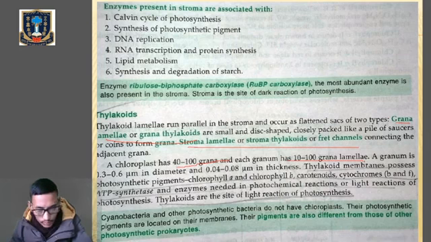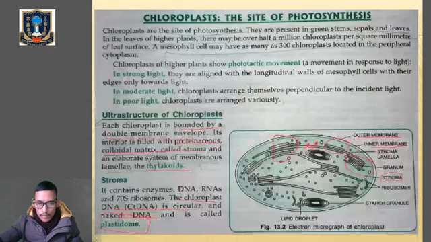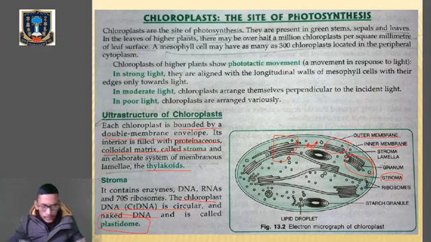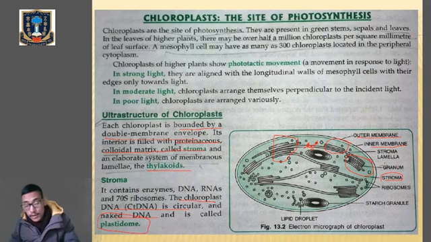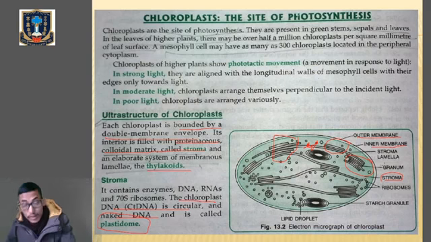So here I finished the structure of chloroplast. We have learned that it is a double membrane structure with an outer membrane and an inner membrane, divided into the stroma and the thylakoids. Stroma contains enzymes, DNA, RNA and ribosomes. DNA is circular and naked, also called plastidome. In the stroma there is the Calvin cycle, synthesis of photosynthetic pigments, DNA replication, protein synthesis, RNA transcription and lipid metabolism. All these events take place in the stroma.